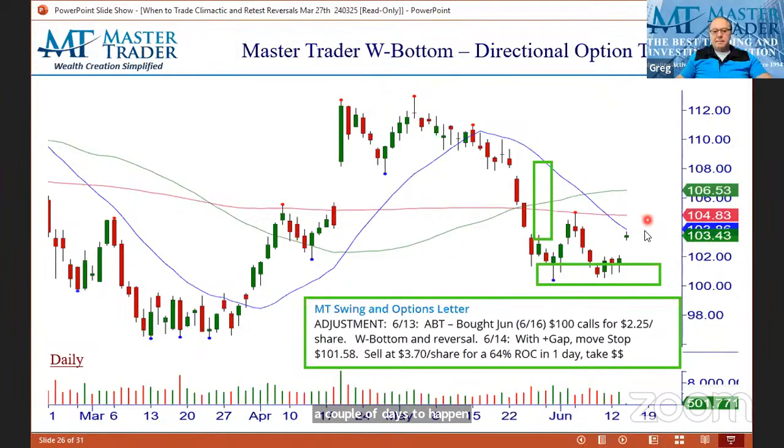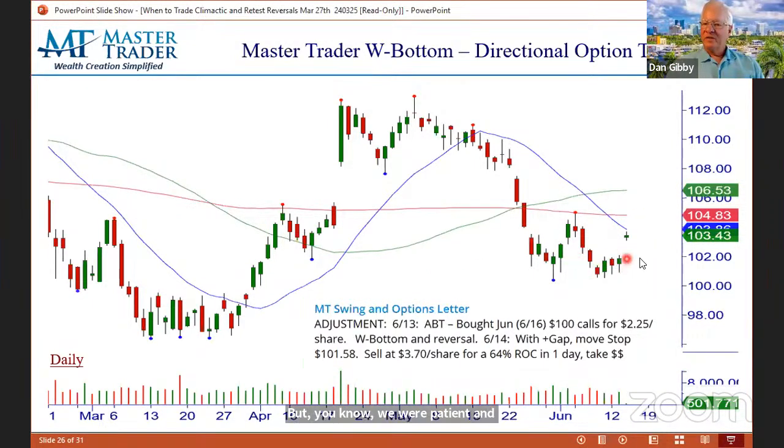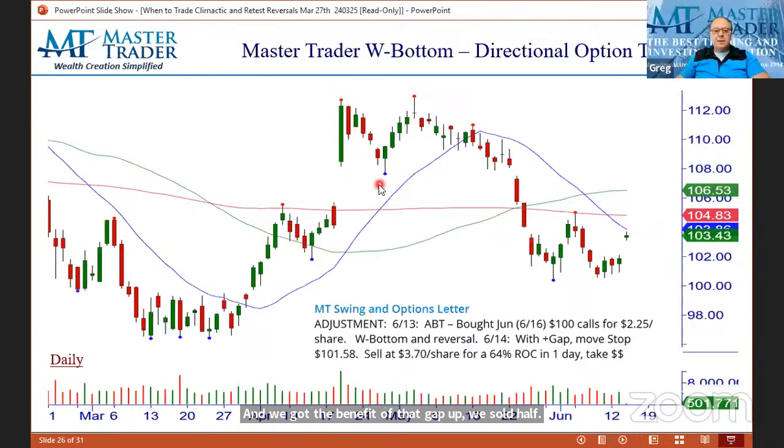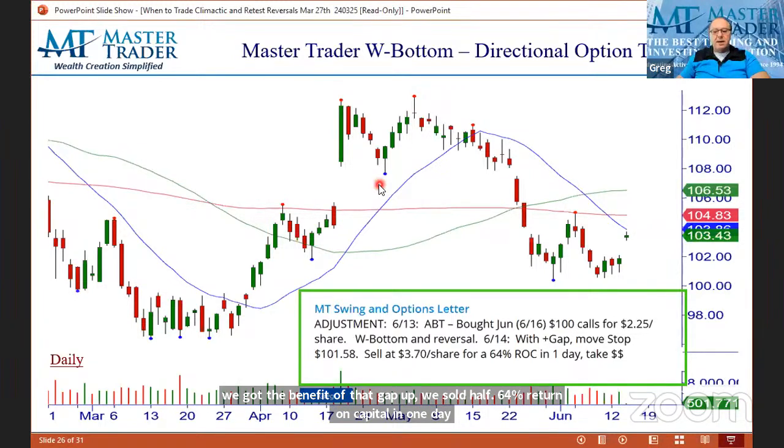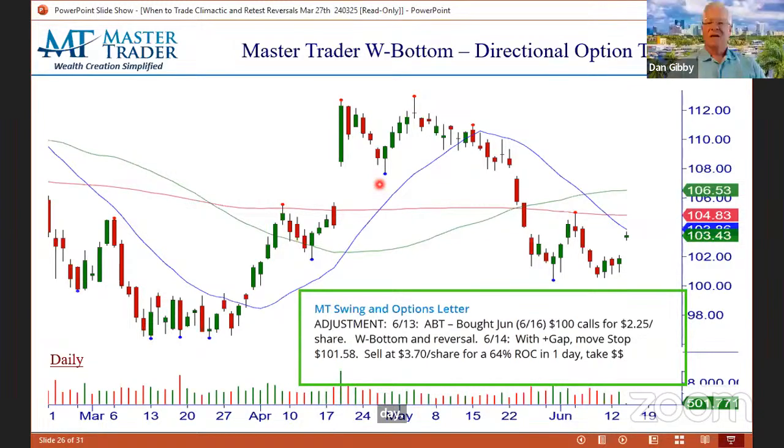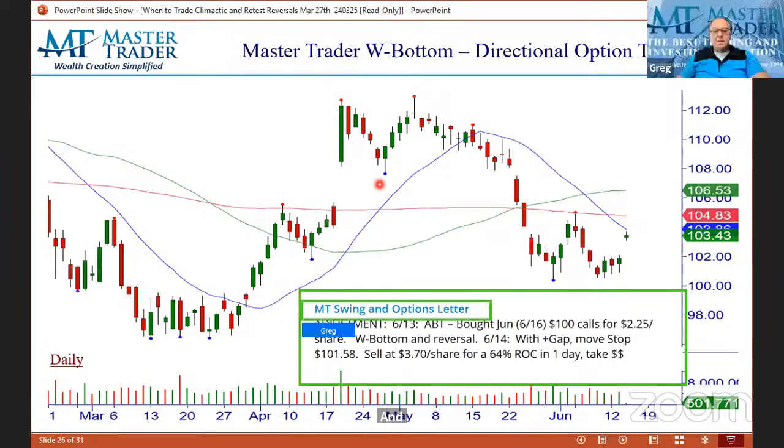So on this last green bar here, we said, look, I got two inside bars within this green one, and it's not making a new low, and we bought call options, and we got the benefit of that gap up. We sold half, 64% return on capital in one day. This one was not in the weekly options trader. This was in the advisory letter, which does things a little further out. It does debit spreads. It does puts, calls, directional trades. A little bit different, much more strategies with that letter.